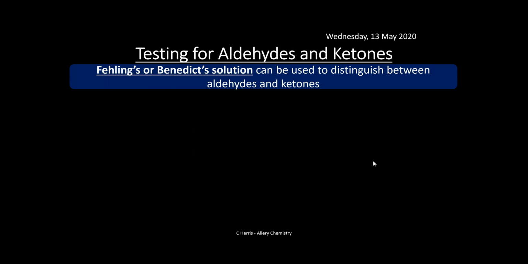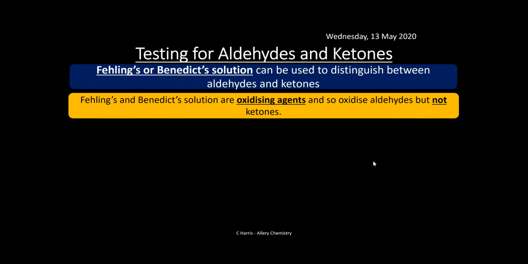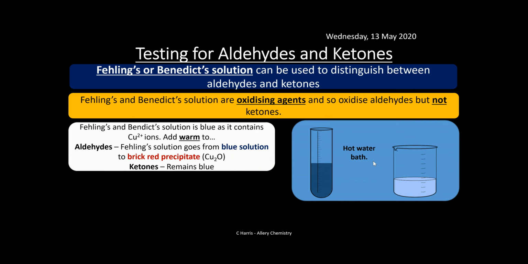So Fehling's or Benedict's solution can also be used to distinguish between aldehydes and ketones. There's a lot of ways in which you can distinguish, can't you? Fehling's and Benedict's are oxidizing agents, as is Tollens. They oxidize aldehydes, but they won't oxidize ketones. Fehling's and Benedict's solution is blue, as it contains copper 2+ ions. We add it warm to our aldehyde, and this blue solution goes to a brick red precipitate because we form copper oxide. With ketones, it remains blue, so we get no color change because ketones can't be oxidized, so we don't get any reaction.